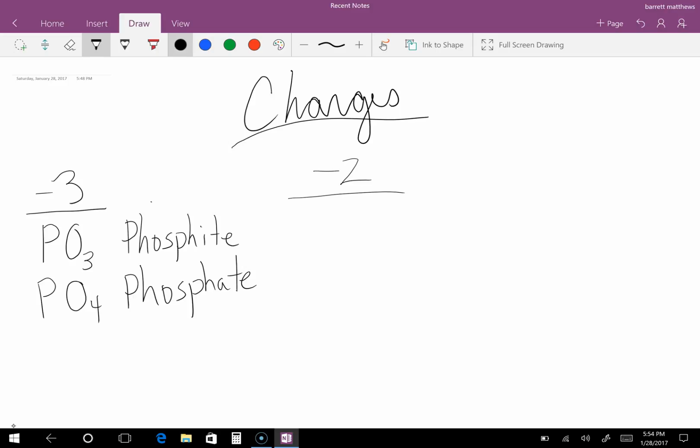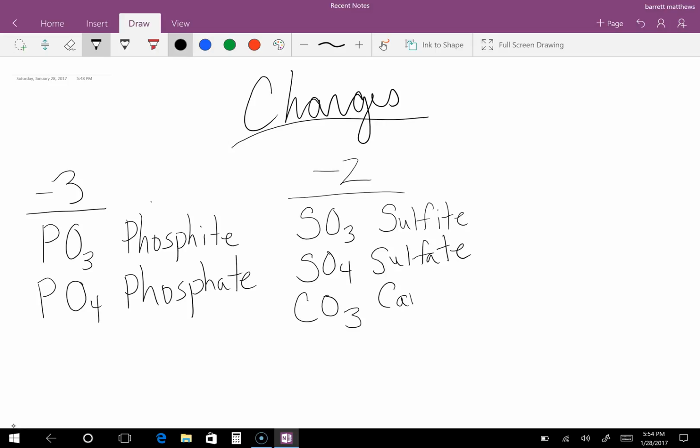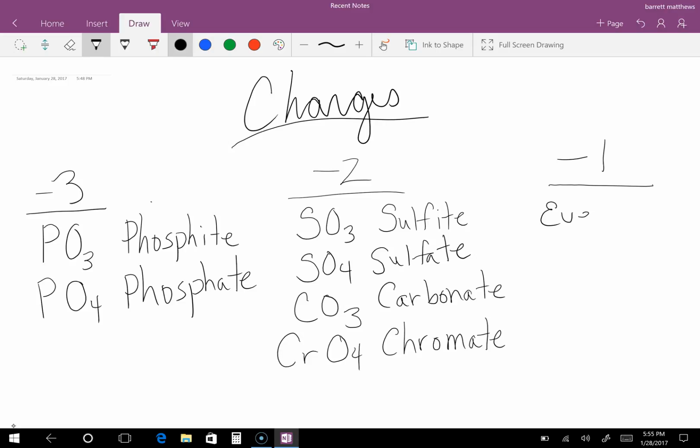There will be 4 -2 charged anions, 2 from the group with sulfur, SO3, sulfite, and SO4, sulfate. Also, carbonate will be here, which does not necessarily have a carbite, and chromate will also be a part of this group. After this, pretty much any anion you encounter will have a -1 charge. So the -1 charge group is basically everything else.